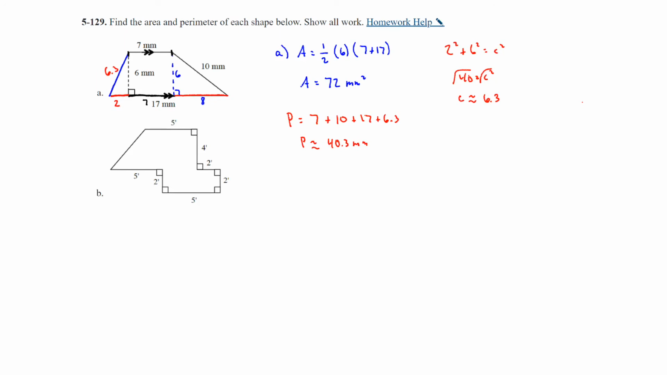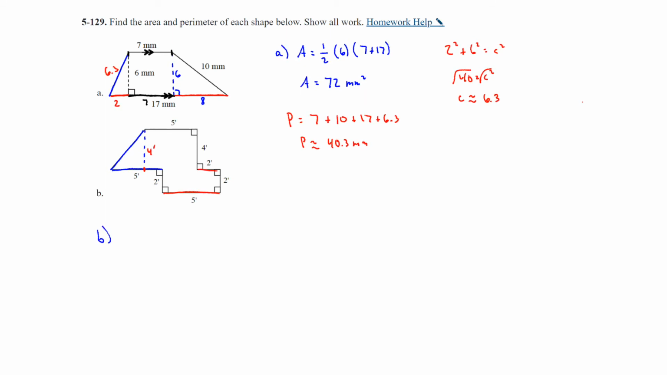Alright, on part B, once again, perimeter area, we're going to have to split up here. Perimeter, we have everything except for this side length right here. A couple things here to find. This whole length is 5, but we need just up to here. We know this is 4 feet. This length here is 5.